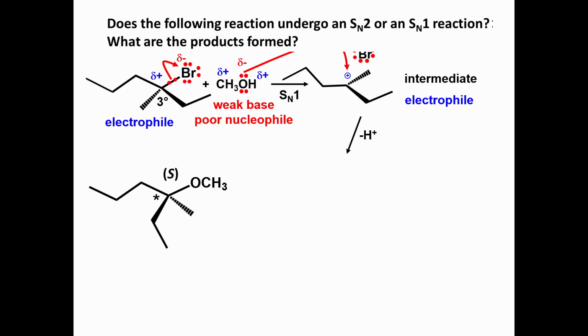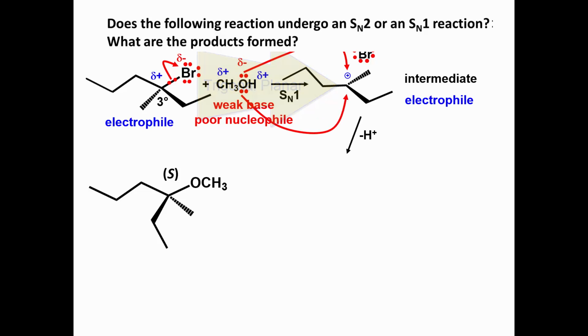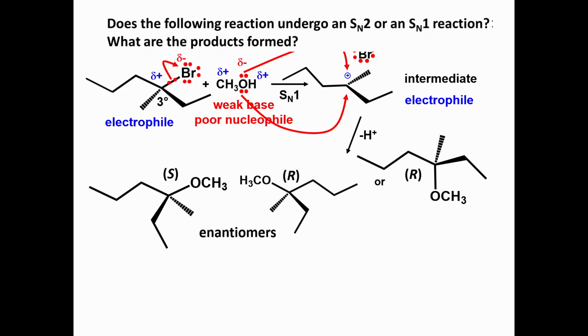Notice that the ether produced in this reaction has a stereogenic carbon. This carbon has an S configuration. Since the carbocation intermediate is sp2 hybridized and trigonal planar, methanol will also attack from the other face to produce the R enantiomer. We can redraw the R enantiomer as the mirror image.